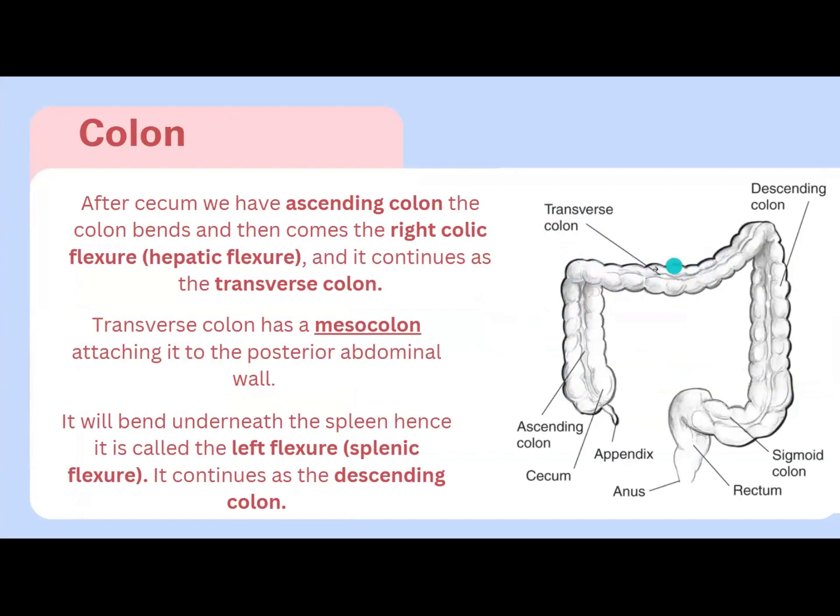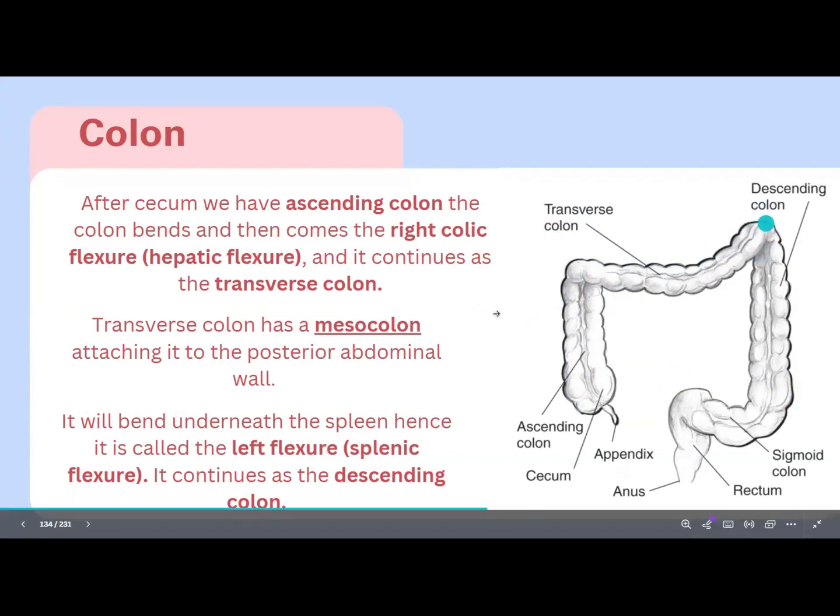And the transverse colon has something really important, which is the mesocolon. What is the mesocolon? It's basically a structure that attaches the transverse colon to the posterior abdominal wall, keeps it in position. Okay? After that, the transverse colon will bend on the left side of the body, the left flexure, where the spleen is found. So the other name for it is splenic flexure. And then it will continue into the descending colon.